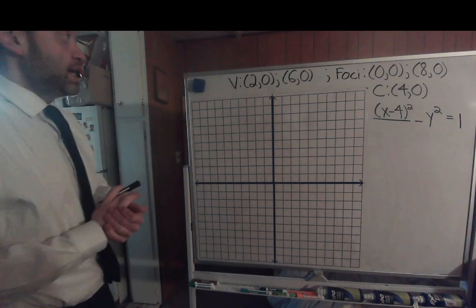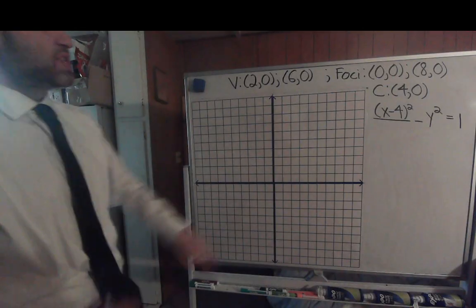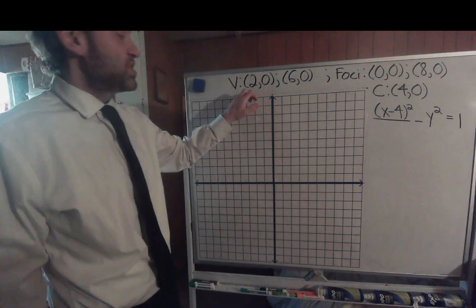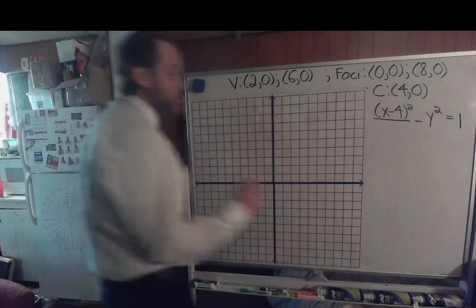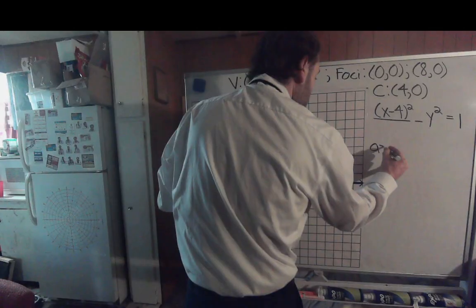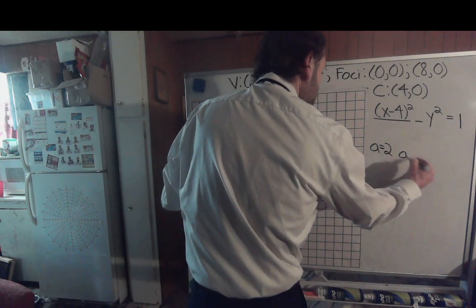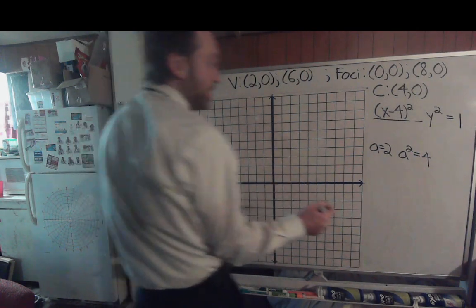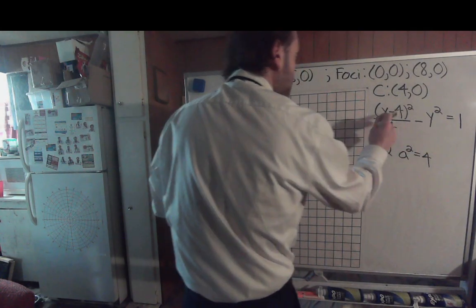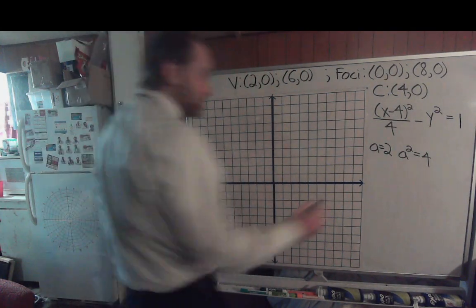Now, okay. If your center is at 4, and then on either side you have a change of 2 units to get to your vertices, that means your a equals 2, which means a squared would have to equal 4, right? And if your x-axis is your major axis, well then that 4 has to go below the x minus 4 squared. So there's part of it dealt with.